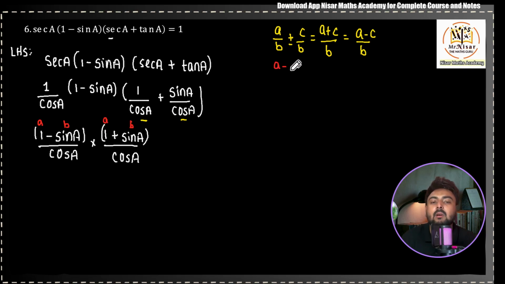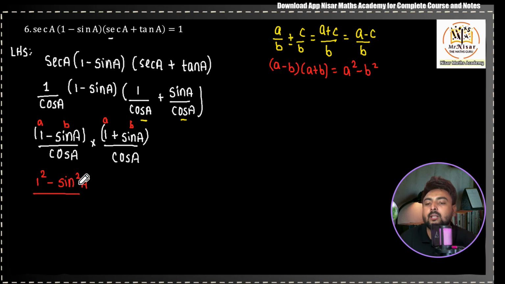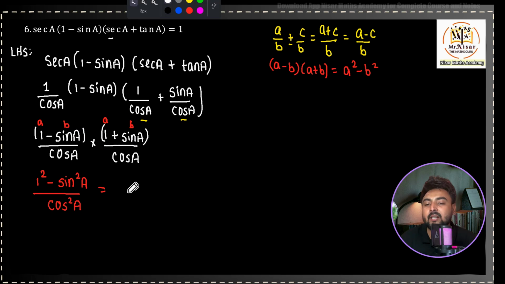What do we do? A minus b into a plus b, what does it become? It becomes a square minus b square. So what will happen here? A is what here? 1. So 1 square minus sin square a. And cos a into cos a. Whenever you multiply fractions, multiply numerator to numerator, denominator to denominator. So cos a into cos a becomes cos square a. And 1 square is 1. So 1 minus sin square, what does it become? I hope we'll be getting the final answer here. 1 minus sin square is going to become cos square.